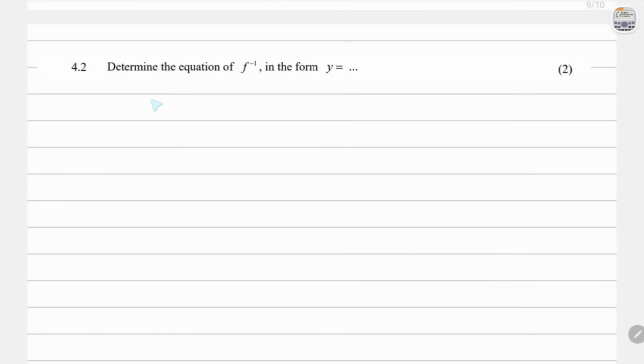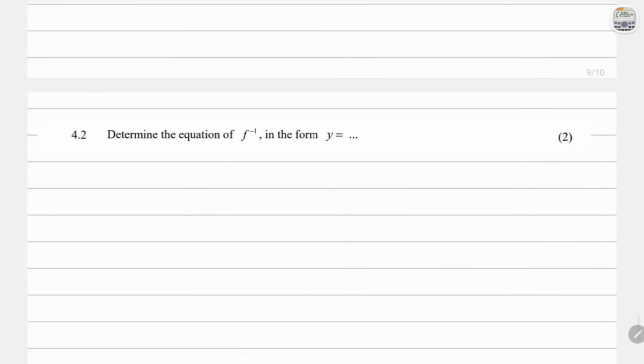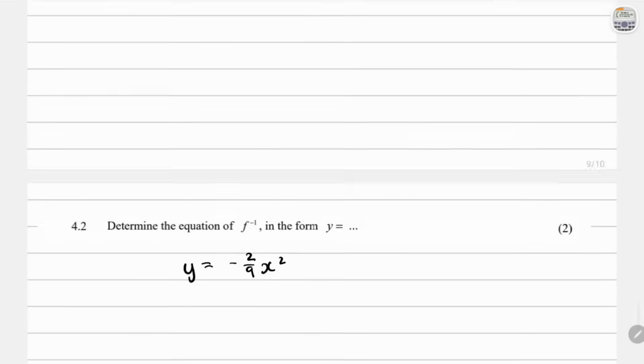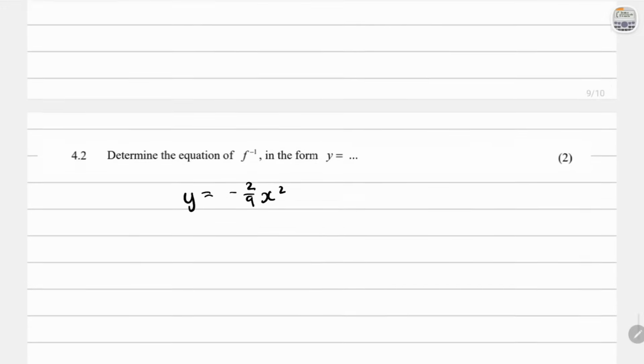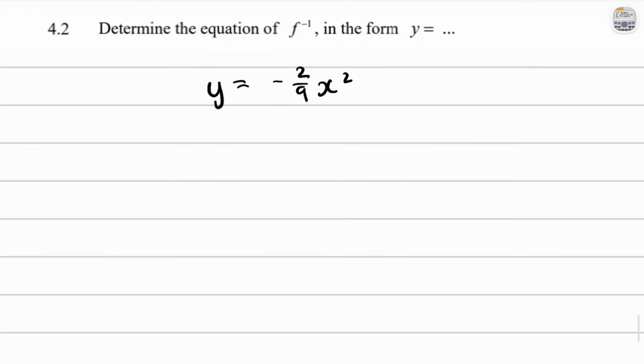Question 4.2 says, determine the equation of the inverse in the form of y is equal to. So our equation now says f of x, or y, let's just write it as y, is equal to negative 2 over 9 x squared, because we know what the value of a is. And we have to find its inverse. So the inverse will be found by swapping x and y. So it's now y equals negative 2 over 9 y squared, and then making y the subject.